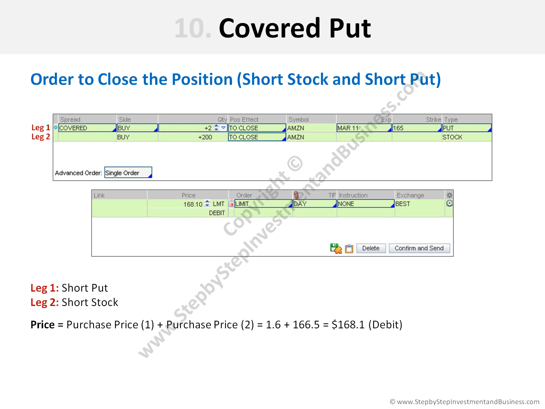In this case, the entered price is given by the sum of the purchase price of the options plus the purchase price of the shares. For example, 1.6 plus 166.5, which is equal to $168.1. This is the money, expressed per share, that will be debited from our account when the order is filled.